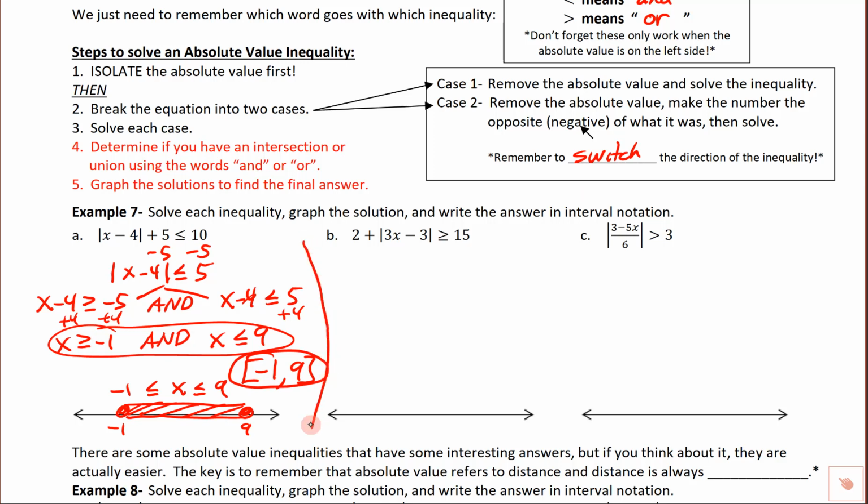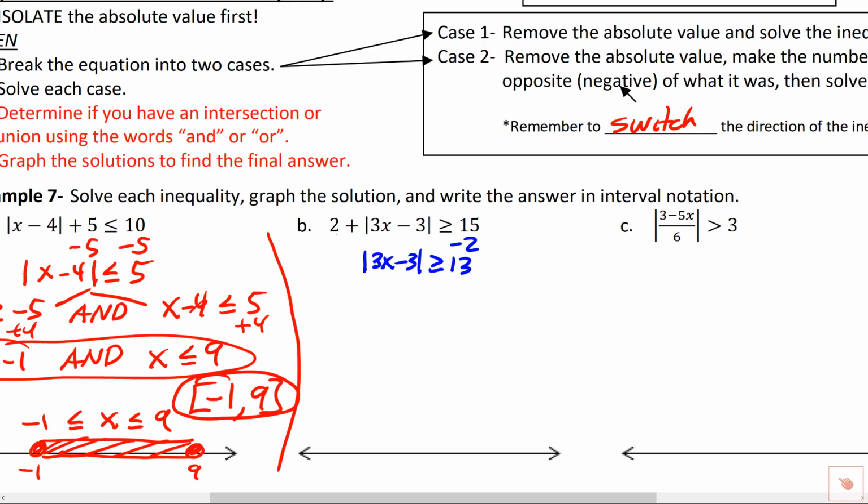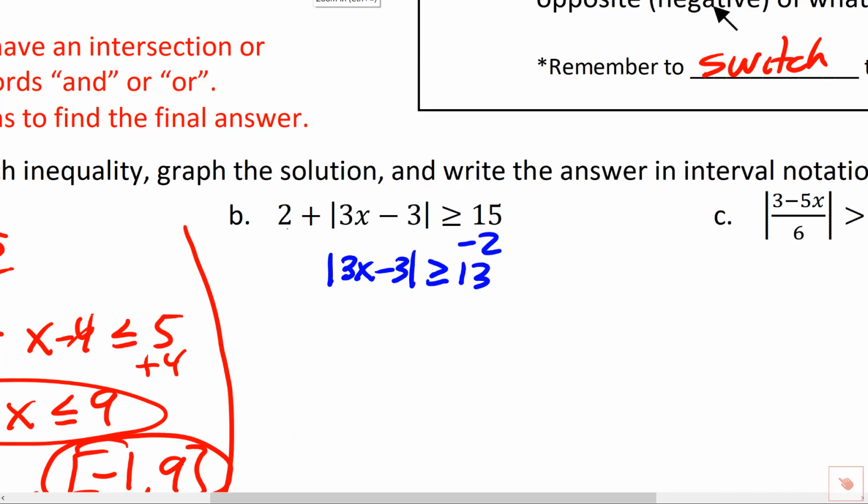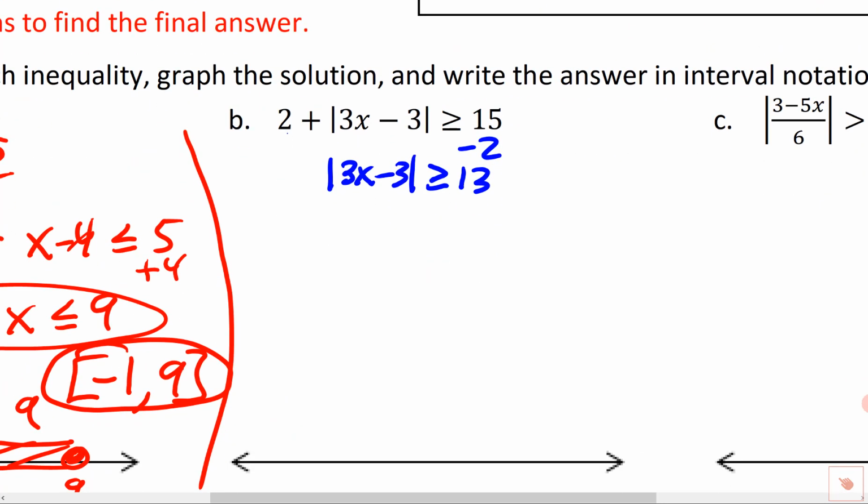So there we go. Now I'm going to switch colors for this next one. We're going to go ahead and isolate. So we're going to subtract 2. Got to do that first. Then we have the absolute value of 3x minus 3, and then this is a greater than or equal to, and this is going to be a 13. I'm going to go ahead and zoom in here so we've got a little bit more space to work with this. So let's see here. It is isolated, so we're going to break it into the two cases. Remove the absolute value.